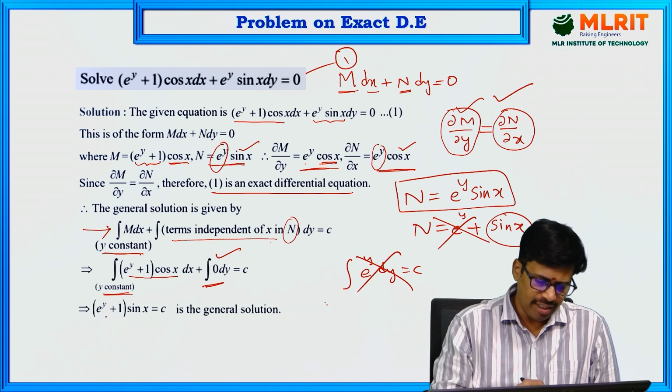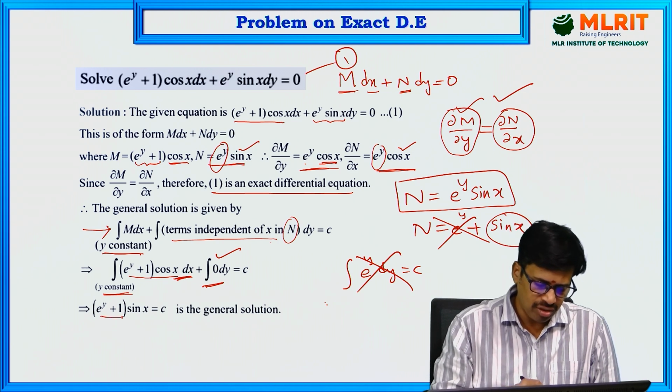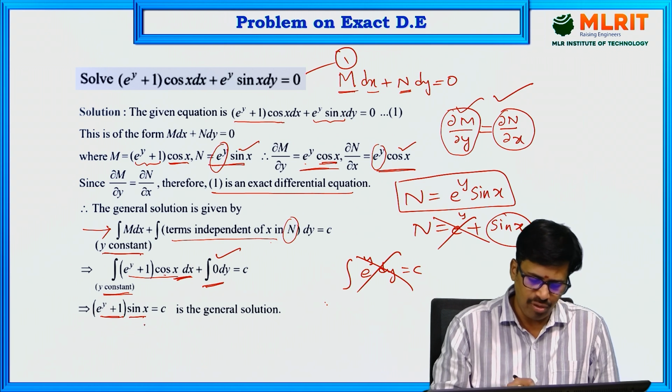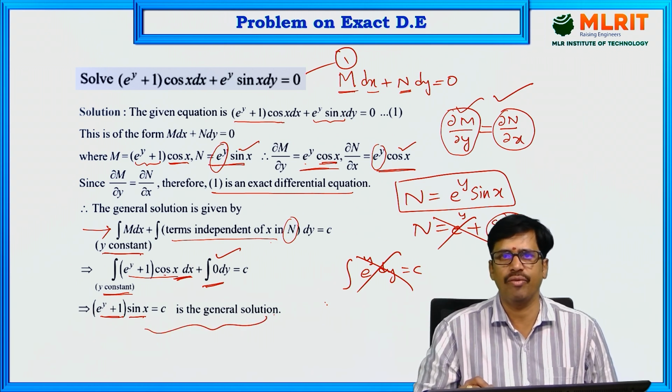Now integration of e power y plus 1 cos x, we are integrating with respect to x and treating y terms as constant. E power y plus 1 stays constant as it is, and the integration of cos x is sin x, equal to c. So this is the general solution for the given differential equation.